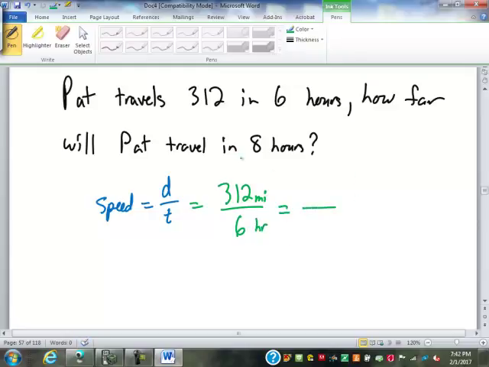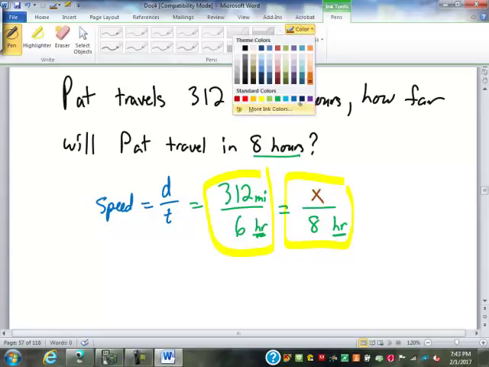Assuming that Pat keeps traveling at that speed, this ratio here has to be the same as this one. So we know the 8 hours. One of the properties of a proportion or equal ratios is the units have to match up. So hours are on bottom here, hours are going to be on bottom over here. So the 8 hours goes there. So this is going to be our x.